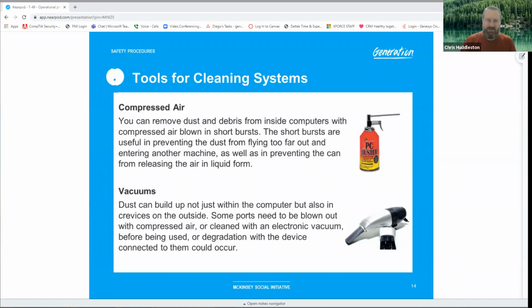I would say electronic shock, because the vacuums create a lot of static charge. Absolutely. So yes, there are specific vacuums that they use for this purpose. You can't just use any regular vacuum. And compressed air are two main ways you would clean internally from a computer and many of its components.